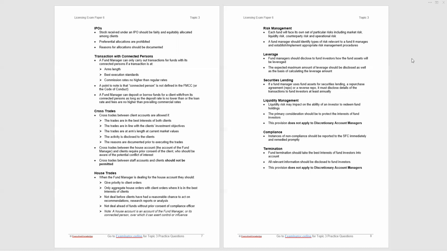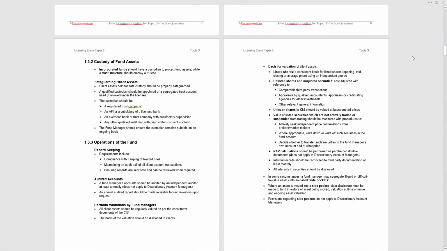Liquidity management, this is a big deal for collective investment schemes that are issued to the public, and we have a liquidity management circular from the SFC, and we'll cover that later in topic 3, and that's highly examinable. Compliance, if there's any non-compliance, you must report it to the SFC immediately. And any fund that is going to be terminated, you should take best interests of investors into account, and all relevant information should be disclosed to fund investors.